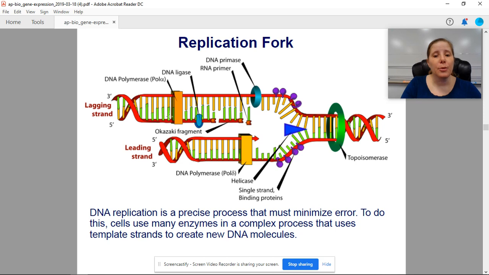And then there's DNA polymerase. DNA polymerase is what is actually making the copy to put on there. On the leading strand, it is much less complicated. It still has the single-stranded binding proteins, but only has DNA polymerase. It does not need the DNA ligase. It does not need the DNA primase or the RNA primer to make this work. It just needs these two things. Okay.